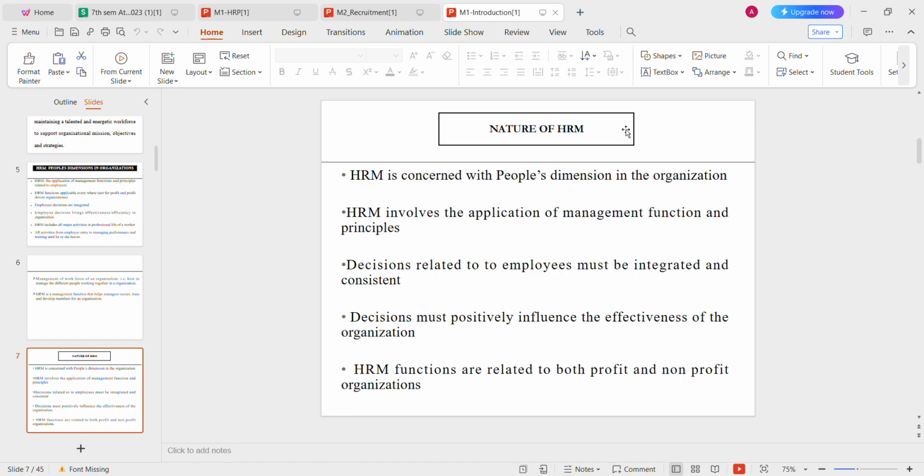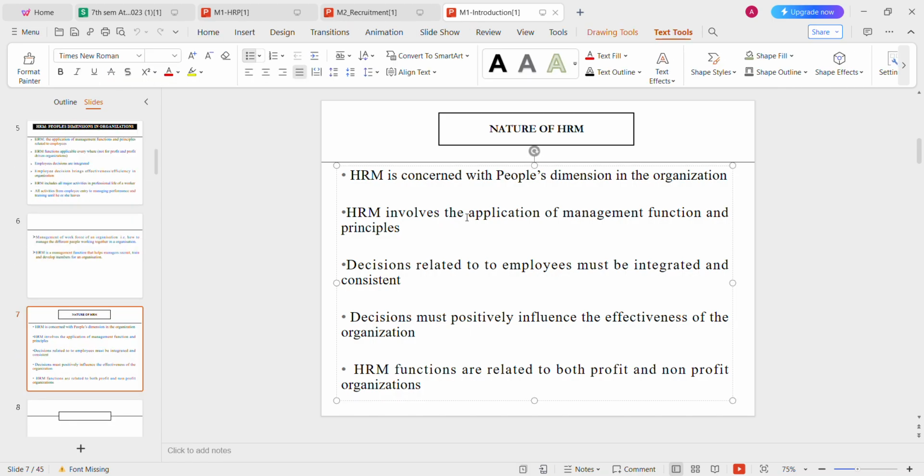The nature of HRM. This is important. So we learned about the definition of HRM. The next is about the nature of HRM. The nature of HRM means it is mainly concerned with the people dimensions in the organizations. What is the size of the employee base and how the people will interact with the employees is very important. It involves the application of management function principles, right? And the decisions related to employees must be integrated as well as consistent.